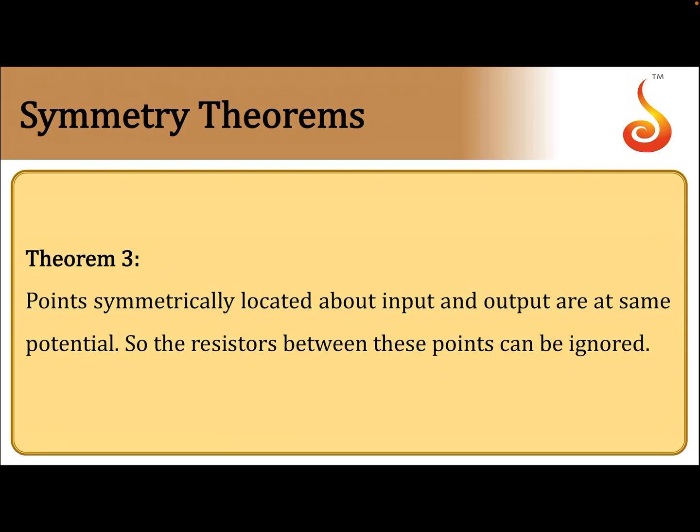Symmetry theorem, theorem number 3. Points symmetrically located about input and output are at same potential. Hence, the resistances between these points can be removed, they can be ignored.